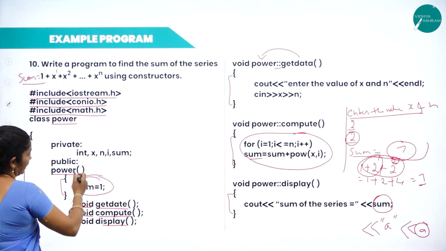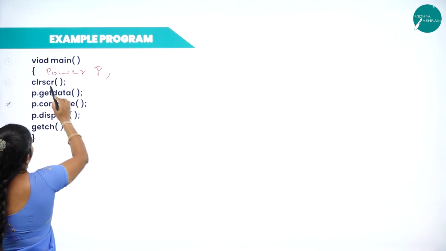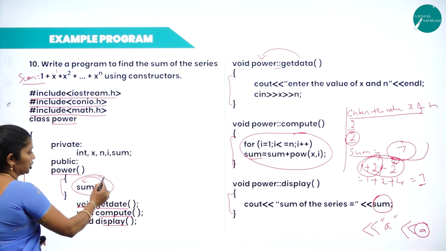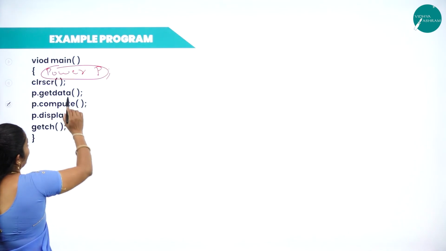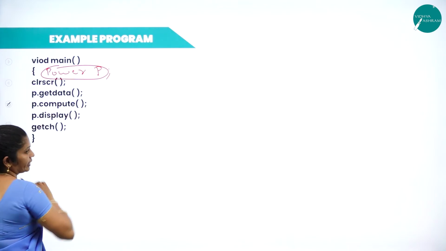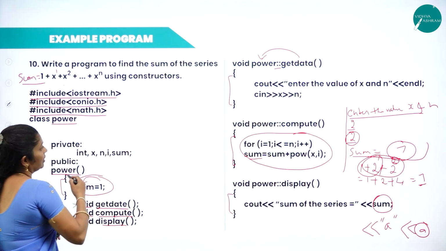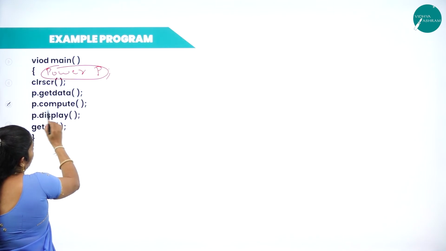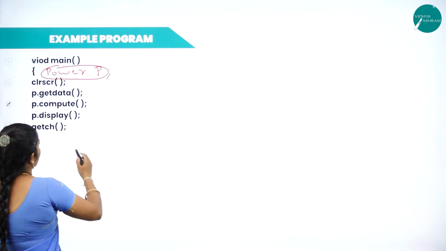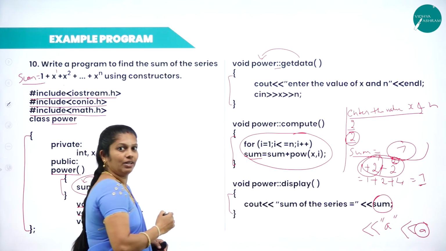It means that whatever is in the getData function will execute here. When I create the object, automatically the constructor function will execute. Then with object.getData, immediately the getData part will execute. Then next, p.compute, then what happens? The compute section automatically will execute. Now is it clear? Next, if you have p.display, then this display function automatically will execute.